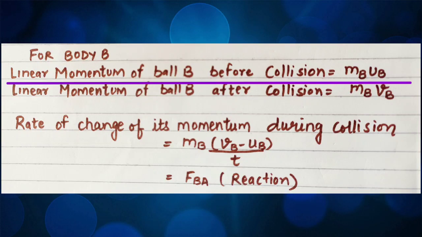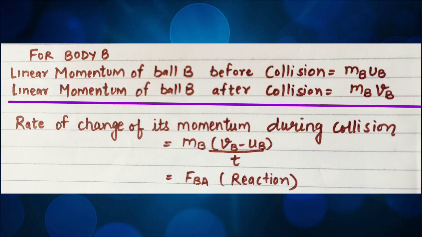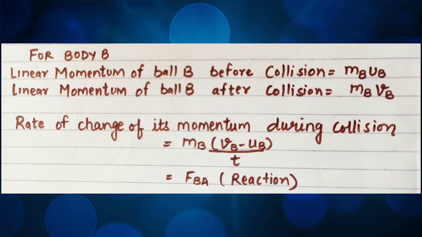Similarly, for body B, linear momentum of ball B before collision is equal to mBuB, and linear momentum of ball B after collision is equal to mBvB. And rate of change of its momentum during collision is equal to mB(vB minus uB) upon t, that is equal to F of BA. This is according to Newton's second law of motion.